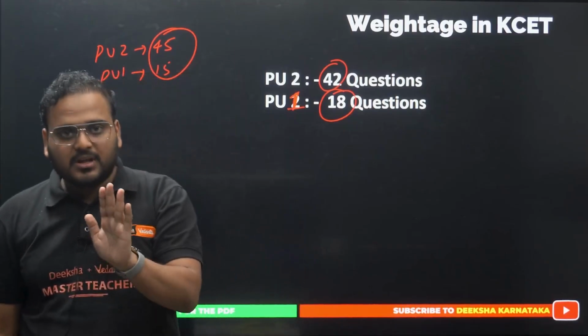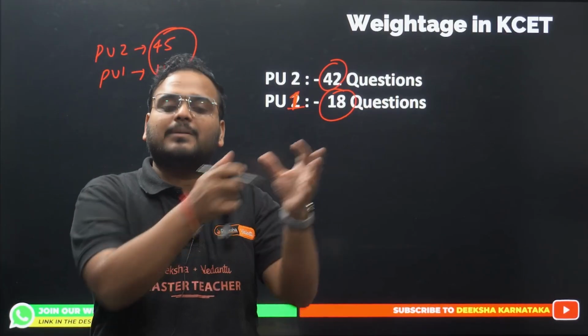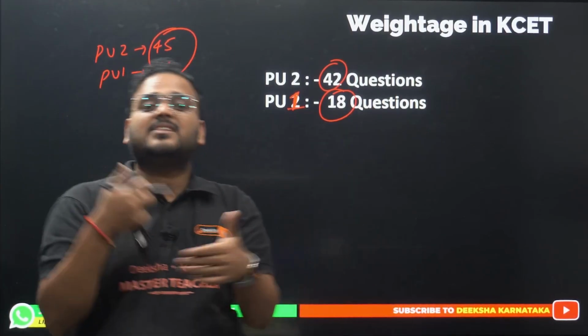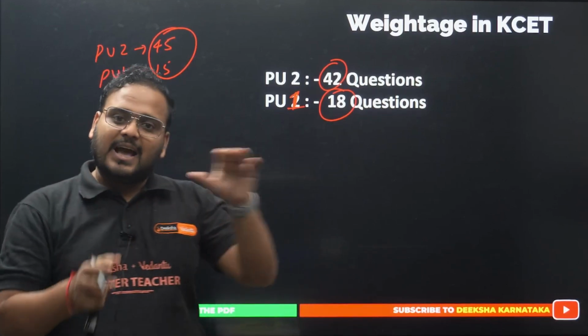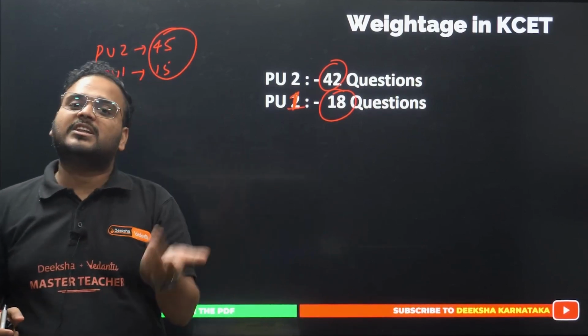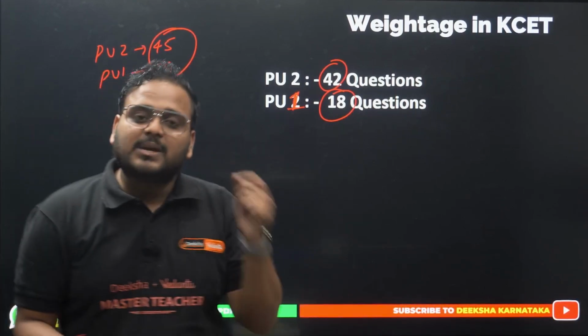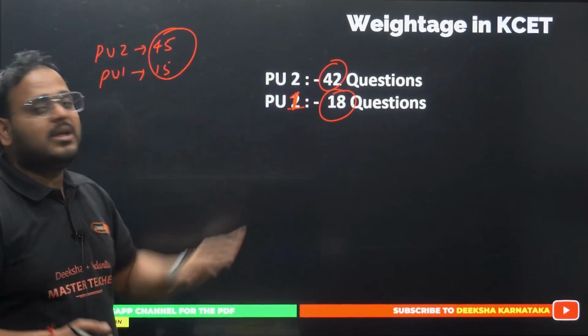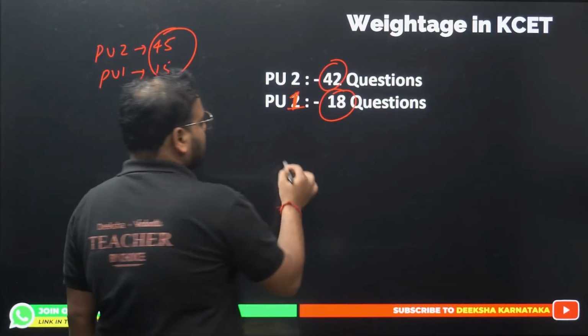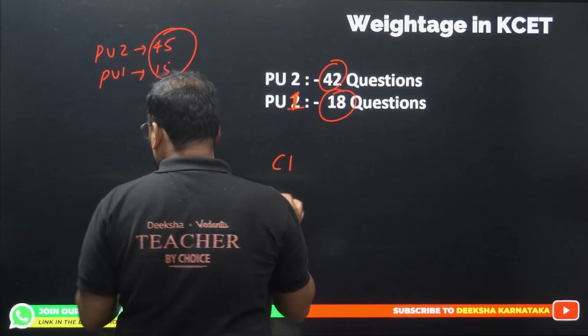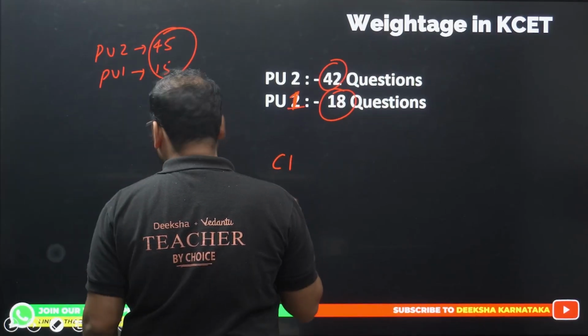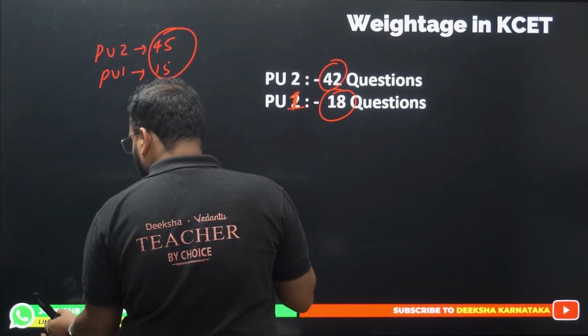They were easier only, but still students don't give that much attention to PU1. Then this is a disadvantage for them. The questions are actually easier in PU1, but if you don't study, then how can you solve it? So please don't skip PU1. PU1 is also equally important, and of course your marks from the board as well. Sorry, your board weightage, I meant, not CBSE. Your weightage of board is also very important.